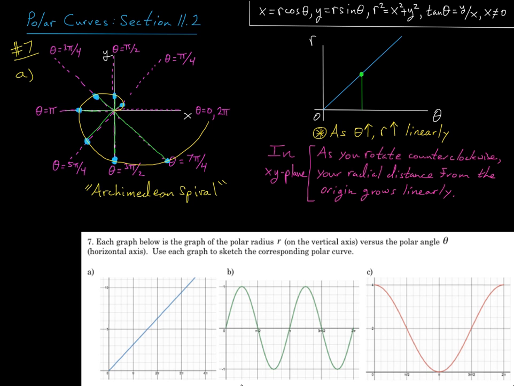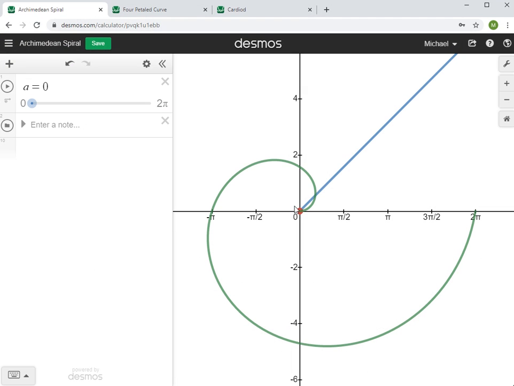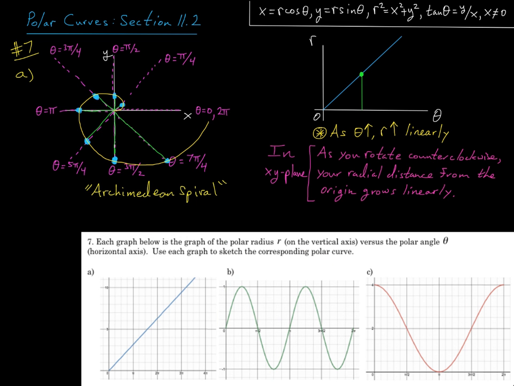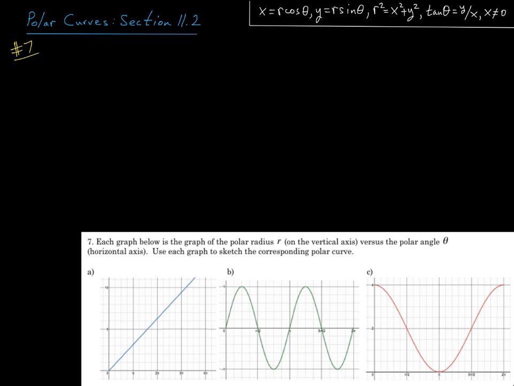Okay, so now let's look at that in Desmos. As you can see, here's your green Archimedean spiral, and here in blue is our relationship between the polar radius r and theta. As we increase the rotation angle, we can see that the height on the blue line is describing this radial distance from the origin out to this point on our green polar curve. And so there you go. Very nice. All right, that does it for part A. Let's check out part B next.